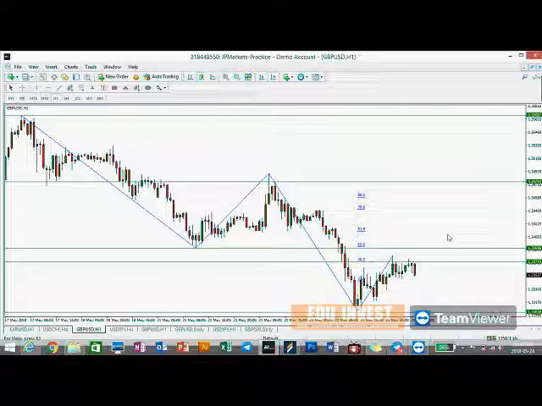Why is it not moving up? The reason for that is because currently we're on a level of resistance, number one. And number two, we are in a bear market, a start of a bear market. So in a bear market, we're looking for opportunities to sell, and therefore we're looking for levels of resistance.